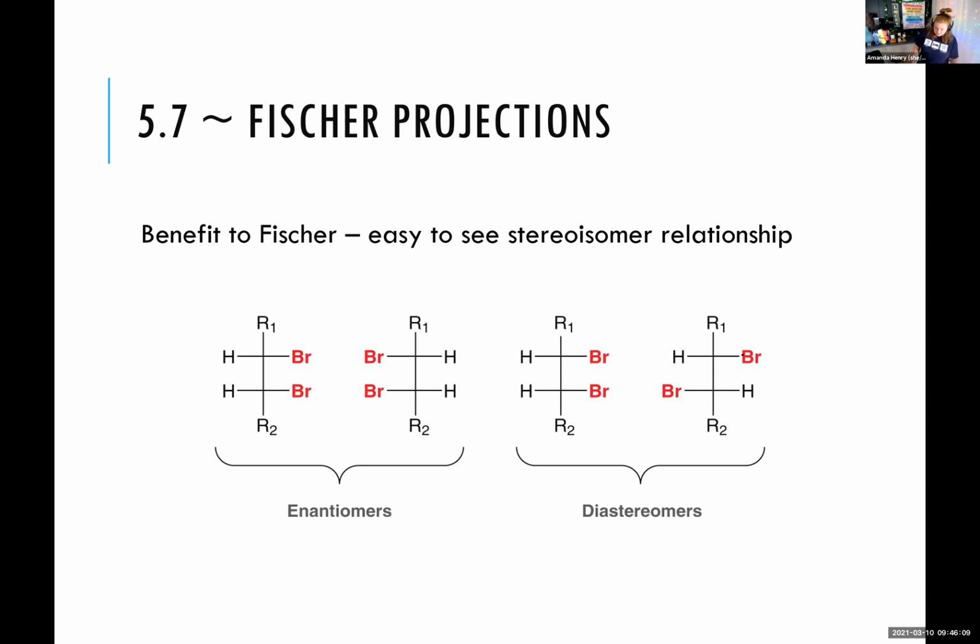Here's the good side of Fischer. It allows us to see stereoisomers really easily. So here's our structure. We have these two bromines attached to it. And so we could have both of the bromines on the right, or both of them on the left. And because those two structures are opposites from each other, we know that they're enantiomers.